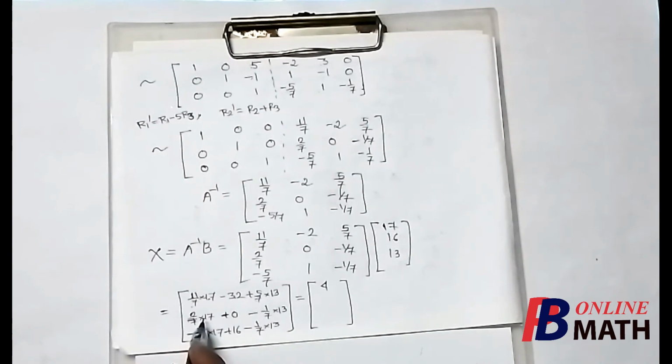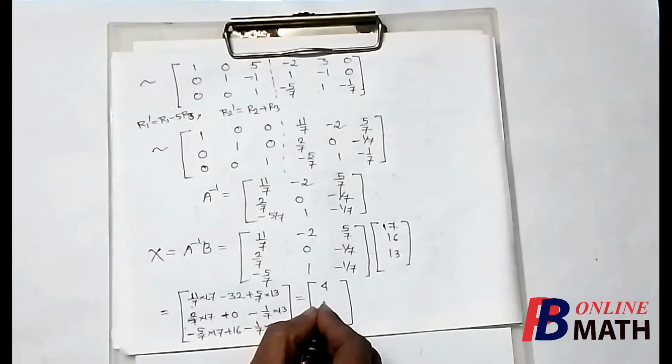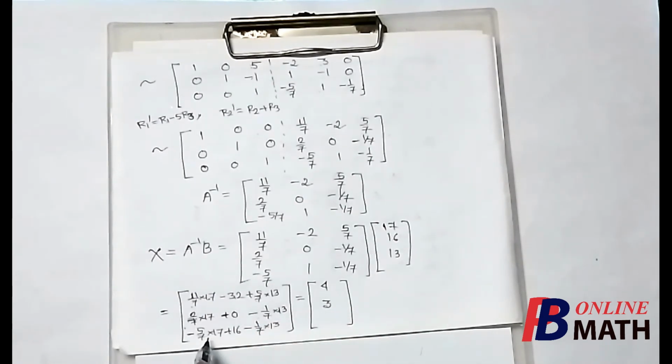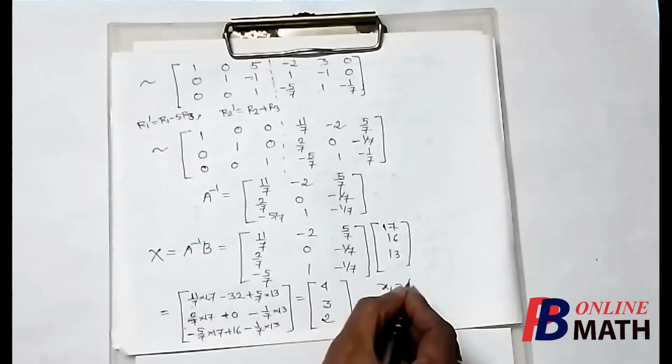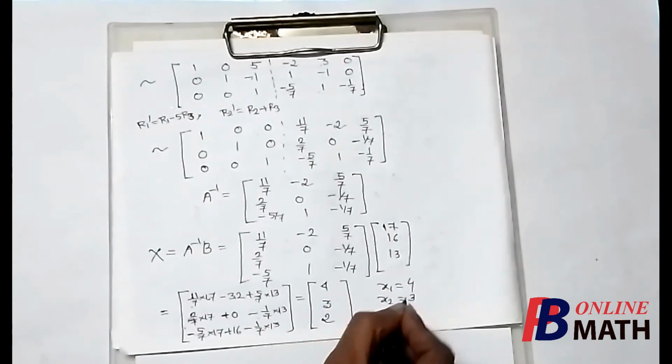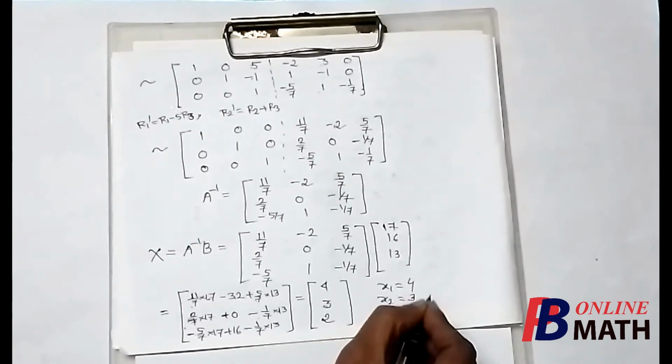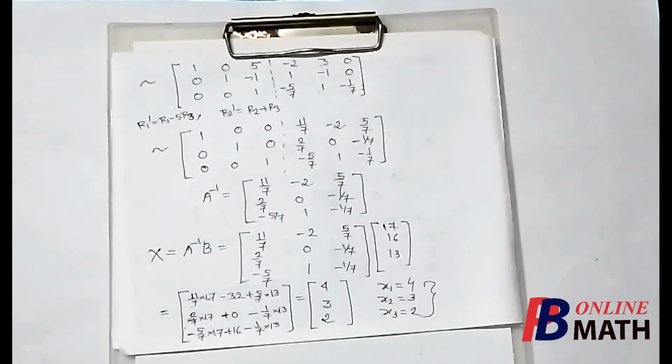The second one is 34 by 7 minus 13 by 7. So 21 by 7, which is 3. And this one is minus 85 by 7 minus 13 by 7. So minus 98 by 7, which is minus 14 plus 16. So plus 2. So here we have obtained that the solution is x1 equal to 4, x2 equal to 3 and x3 equal to 2. So this is the required solution.